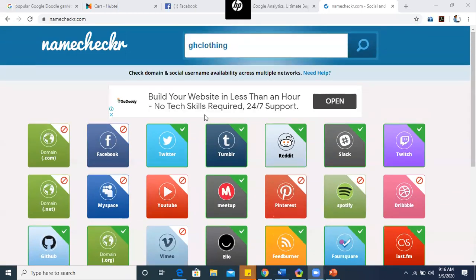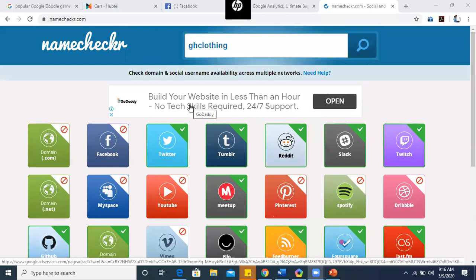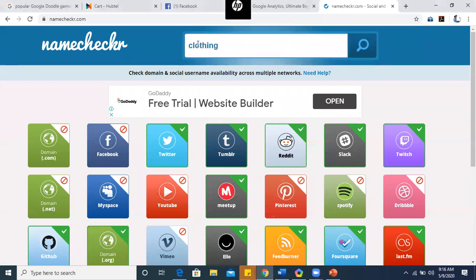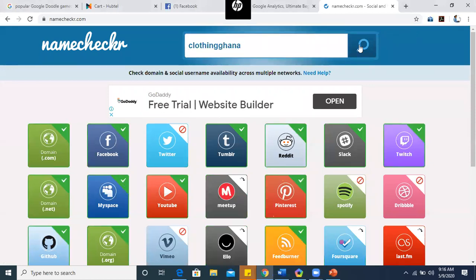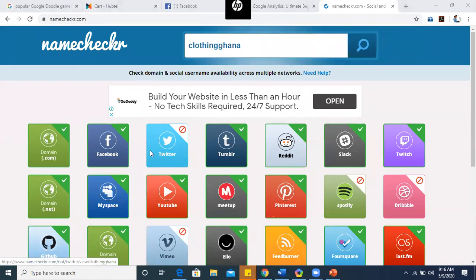All right? So if I still want to have a .com, then I have to change the name from here. I can just say, okay, Clothing GH, and I think it won't work. So I try Clothing Ghana, and I try it again. For this one, I was lucky because I was able to get .com available, .net available, Facebook is available, Twitter is not available, Tumblr is not available.